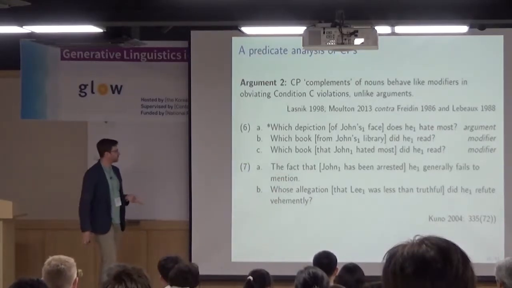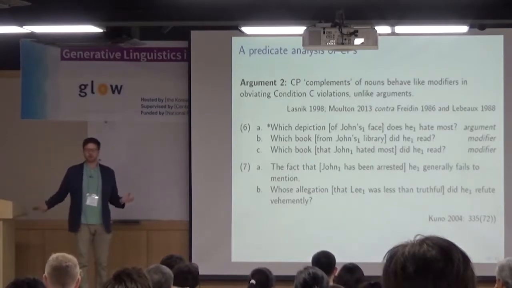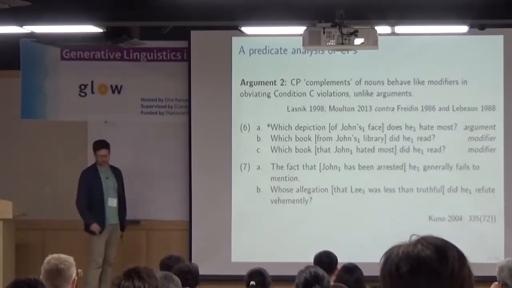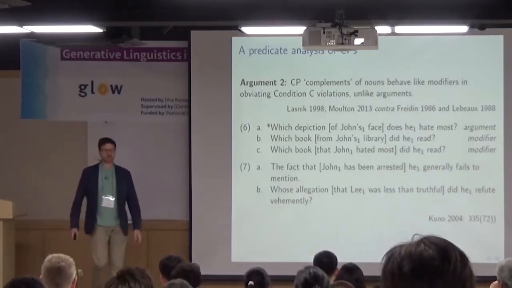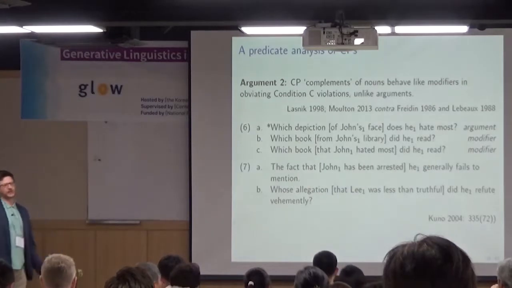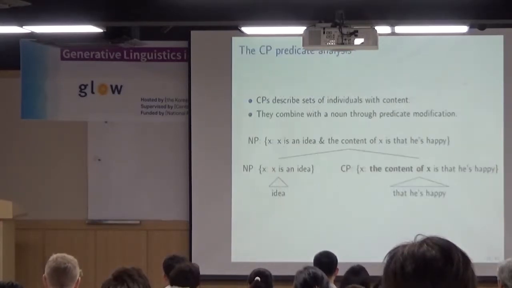So these go back to Kuno, but there's quite a few easy ways to show this. The fact that John has been arrested, he generally fails to mention. Perfectly legitimate. Whose allegation that Lee was less than truthful did he refute? There's no disjoint reference effect here. Kuno was just very careful in setting up these examples, and that's why they come out good. Okay, so in that sense, CP complements to nouns behave like modifiers.